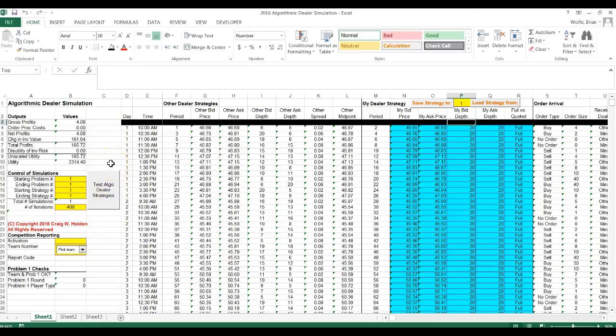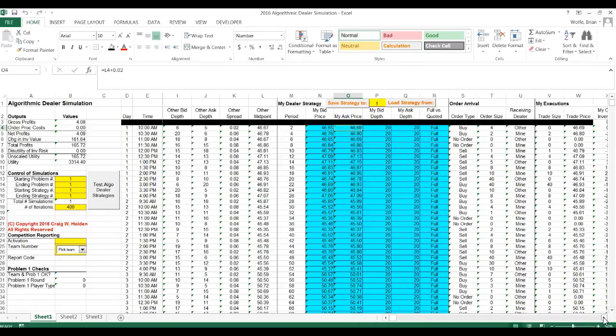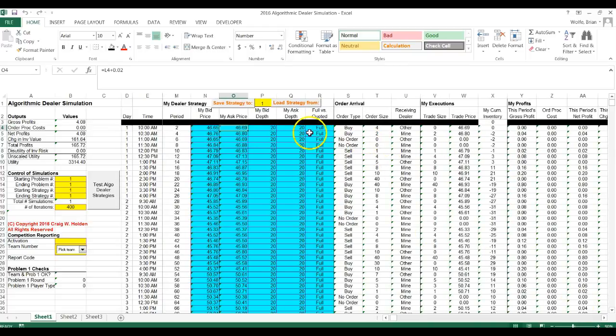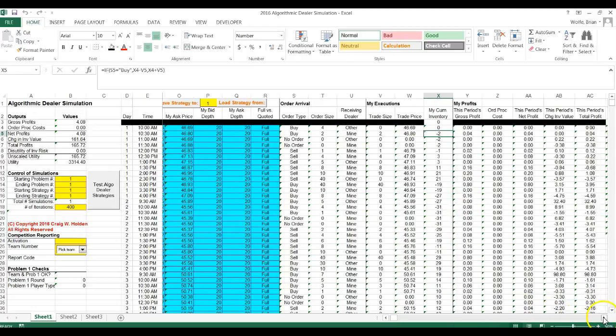Okay, so that's how quick it did that 400 times. It was like it played that game 400 times. And you can see all of our numbers have changed here. So in this first period, here's the price and depths that I set, right? A buy order came in for 4. The other guy got that, not me, okay? So my inventory is still 0. But you can see in the next line, in period 4, another buy order comes in, but I got it. So I sold at 46.80, right, because it was a buy order coming in. And my cumulative inventory is now -2.